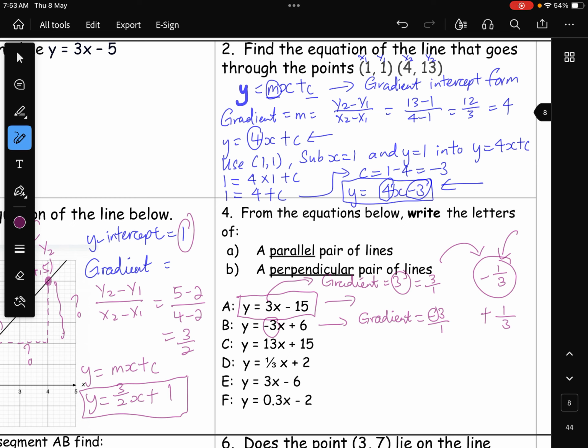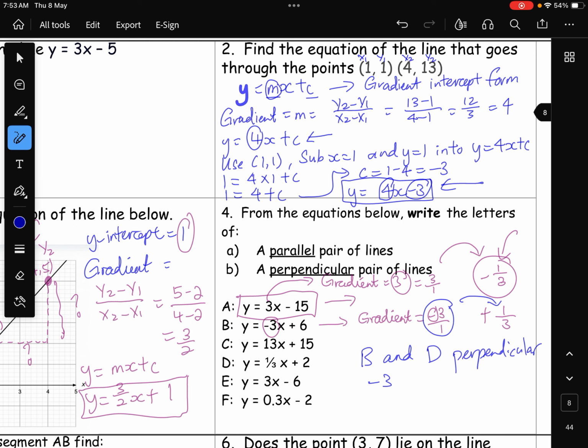So now, if we want to identify which two lines are perpendicular, let me just erase. We could find that B and D would obviously be perpendicular, because -3, like we just said, the perpendicular line gradient will be just 1/3. So obviously this works very well. Yeah, and that's really it for perpendicular lines.